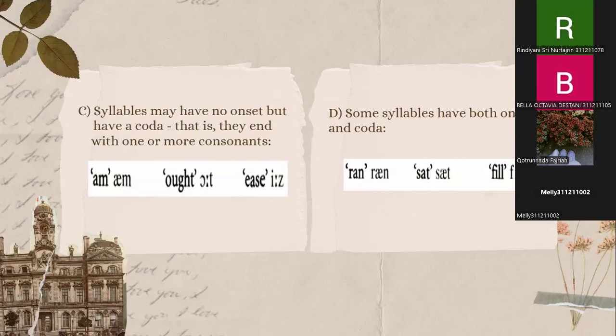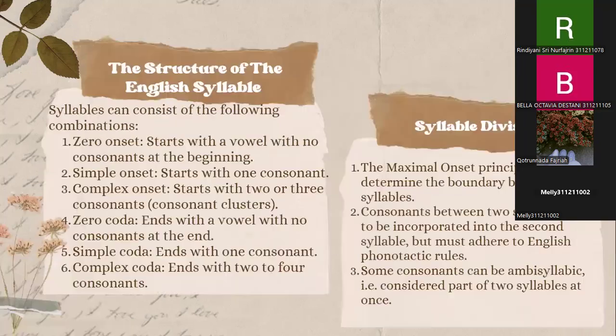And then a syllable may have no onset but have a coda, that is, they end with one or more consonants: "am", "oath", "is". And the last one, some syllables have both onset and coda: "run", "sit", and "feel".